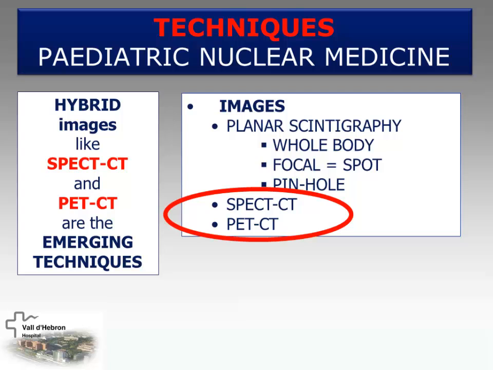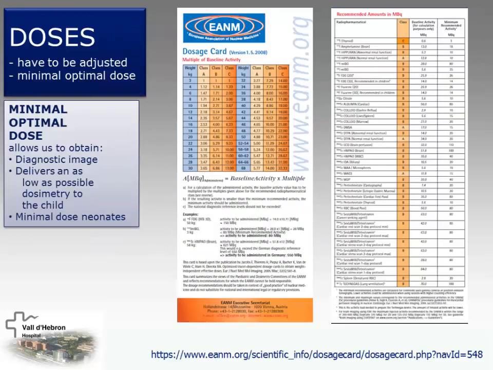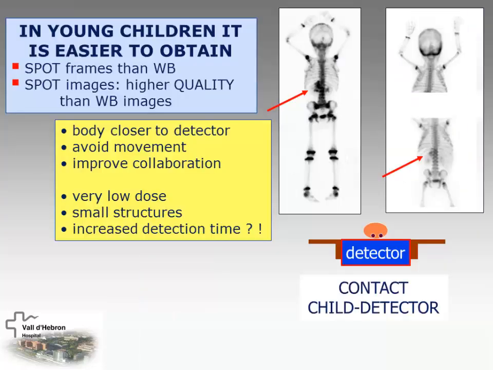Okay, SPECT-CT and PET-CT are really the emerging techniques in nuclear medicine, but with some differences between children and adults. In children, you know that we have to apply the dosage cards, etc. As mentioned before, the quality of the image is higher if we obtain spot images than whole body images. The detector is closer to the body of the child, compared to the resolution of these both images.